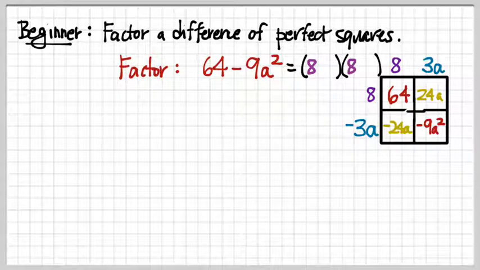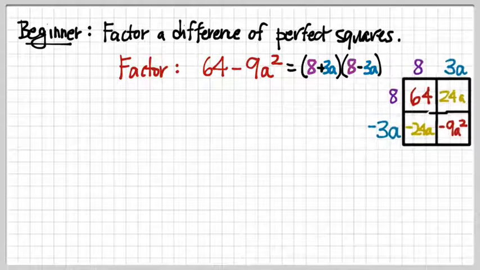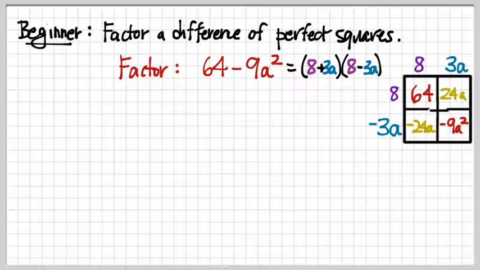Each of my binomials begins with an 8. It ends with a 3a. And the only difference between my two binomials is that one of them has a plus in it and the other has a minus. So 8 plus 3a times 8 minus 3a is how we can factor this difference of two perfect squares. And I find that the hardest part about using this method is remembering to use it. The actual application of it is less problematic.